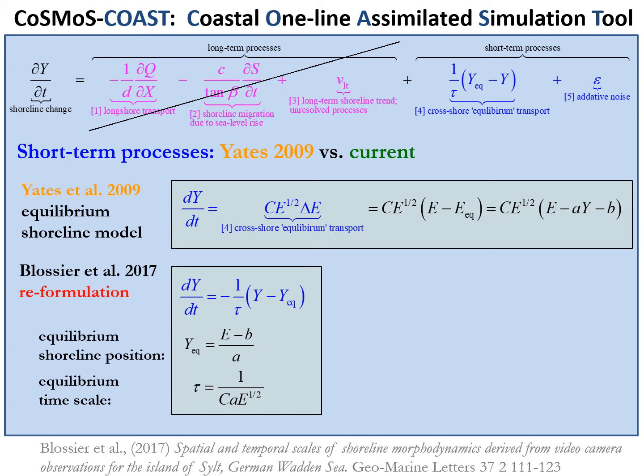It's just a reformulation, provided that Y_EQ, which is called the equilibrium shoreline position, is equal to (E minus B) divided by A. Here E is just the wave energy, B is just a background wave energy parameter, and A is another sort of wave energy relation to the shoreline position parameter. And here the equilibrium timescale tau is just 1 over C A E^(1/2), and C is another parameter in the Yates model. So the main parameters in this model are C, A, and B.